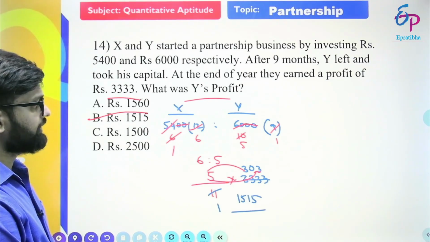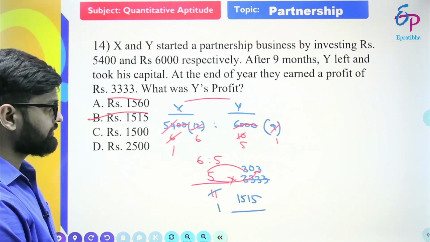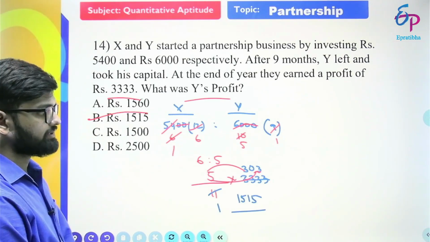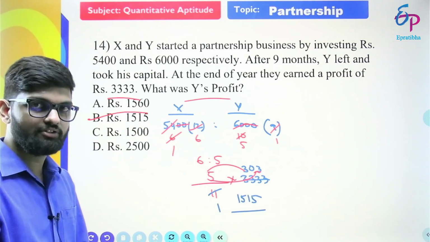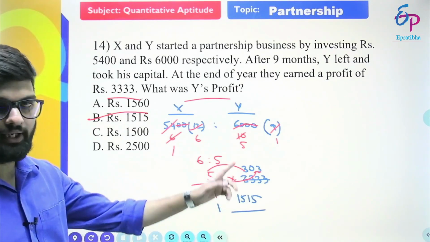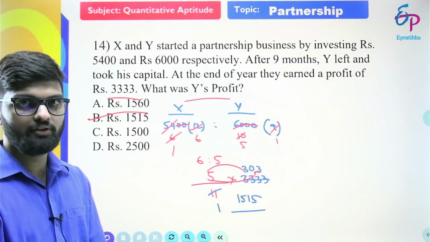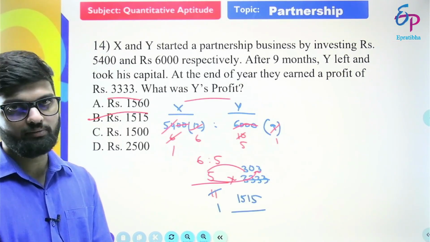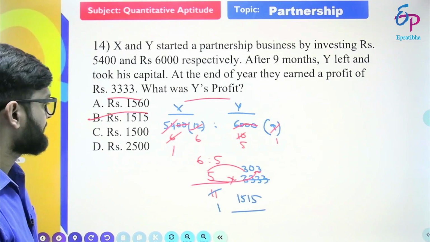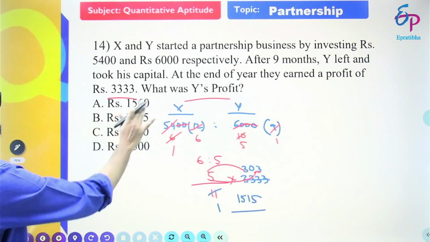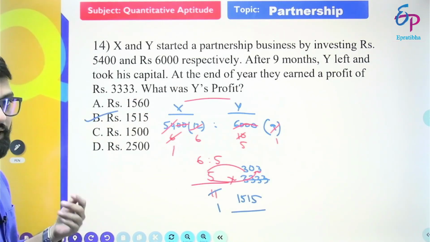X is 5400 into 12 and Y is 6000 into 9. So 6:5 is the ratio. 6:5 is the ratio means total 5 parts out of 11 parts into 3333. Just cancel that. You will get 303 into 5, that is 1500 plus 15, that is 1515. Answer is B.